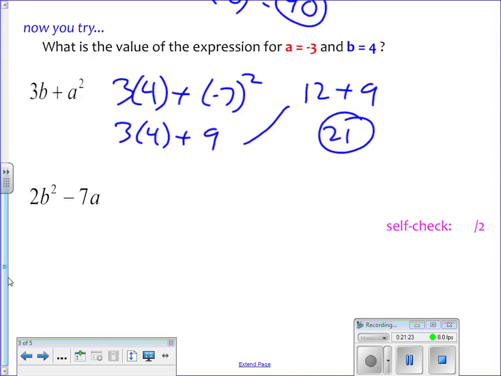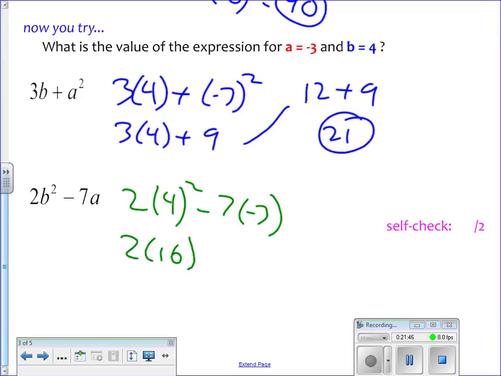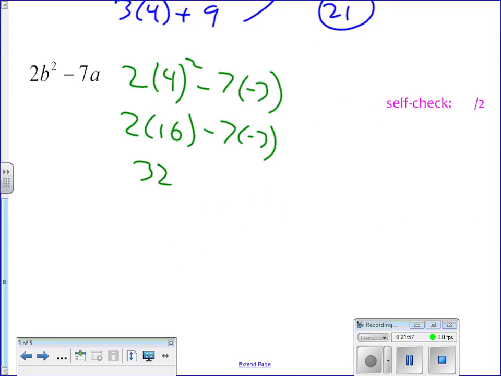This one, same idea. I have 2 times B is 4, so I have 2 times 4 squared minus 7 times negative 3. First thing I do is exponents. 2 times 16 minus 7 times negative 3. Now I do my multiplication and division going through left to right. 2 times 16 is 32 minus 7 times negative 3 is negative 21.